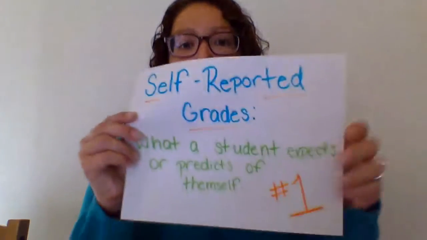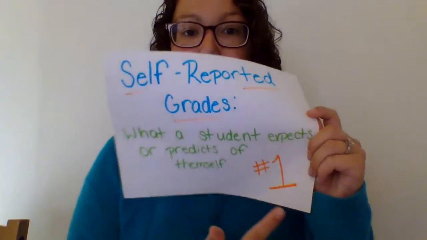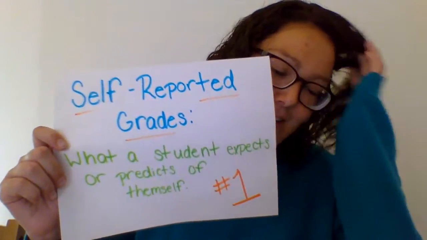Hattie actually said that if he could rename this study years later, he would call it student expectations instead of self-reported grades, meaning what a student expects or predicts of themselves. This is the number one thing. The reason this is so great is because no one knows how well you're going to do better than yourself.